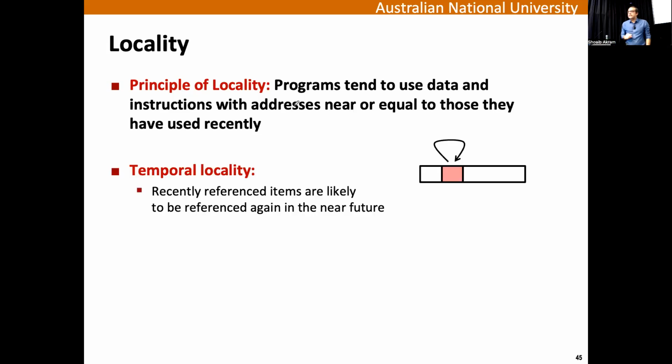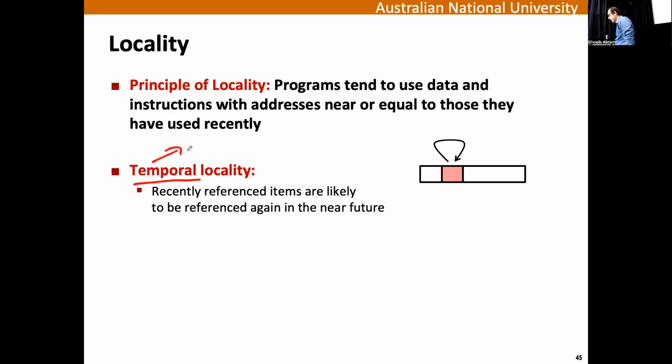Temporal locality is when you bring something from memory. Memory is slow, we know that. When you bring something from memory, you use it again and again and again. So you have a variable called sum, and if your program uses it again and again, we say that the variable sum has temporal locality. Temporal means in time.